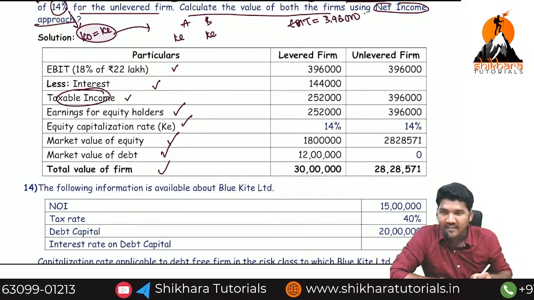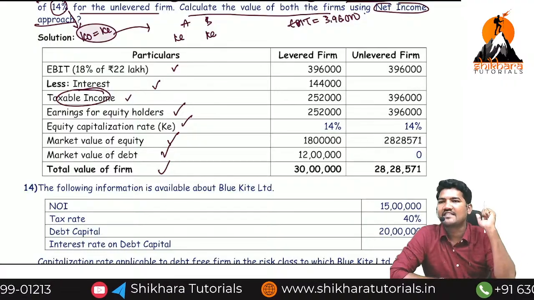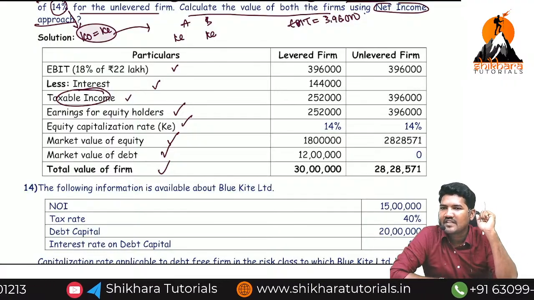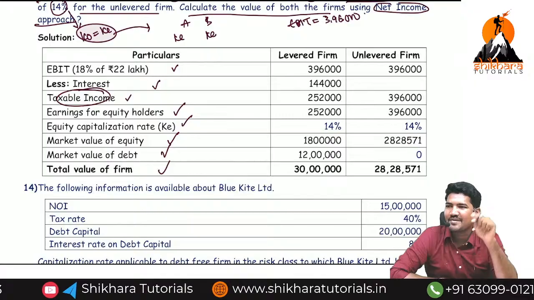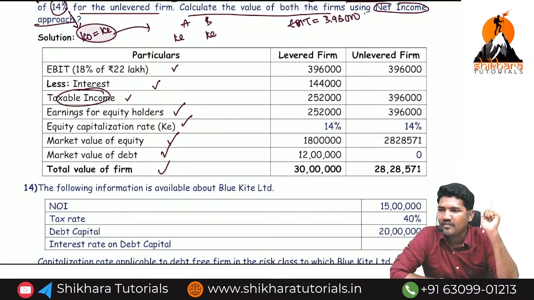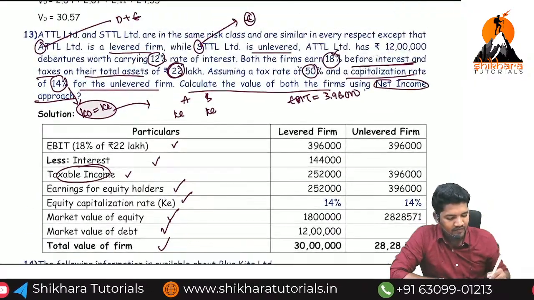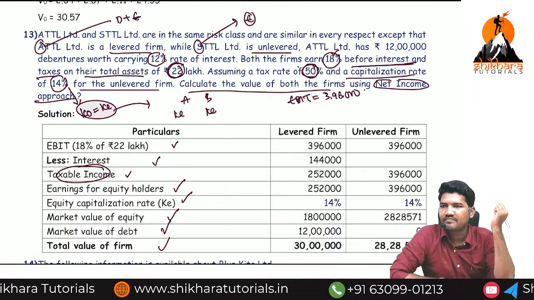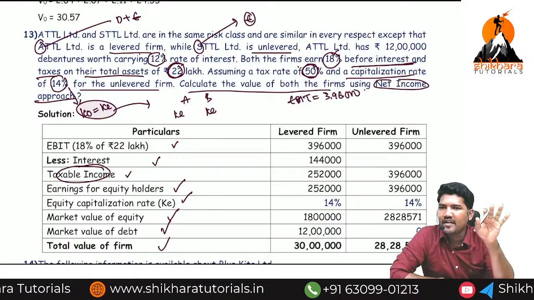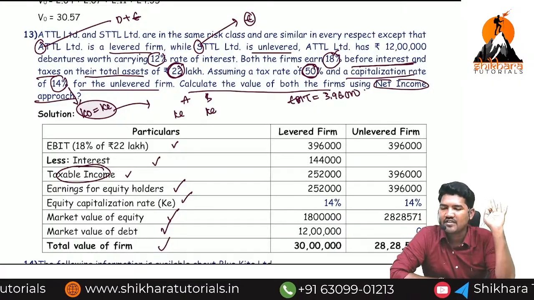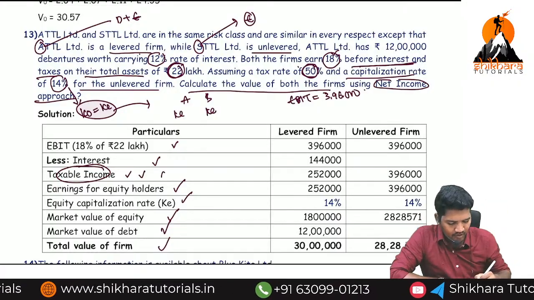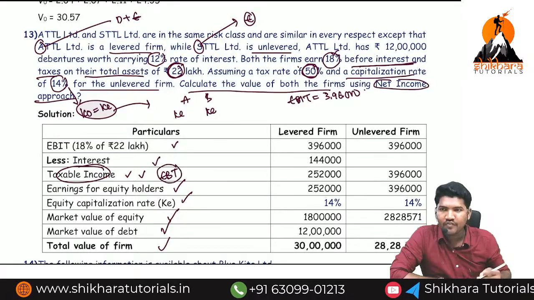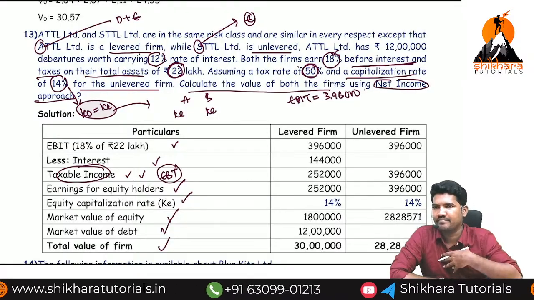Taxable income is given, but they have not deducted the tax. Sir, clear? They are strictly following the assumption. But as a student, if the tax rate is given in the question, as a company you need to pay tax. If a company has taxable income, you have to pay tax. The taxable income is called what? EBT. If I have EBT, I need to pay.